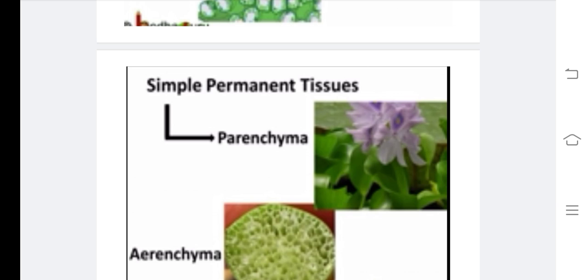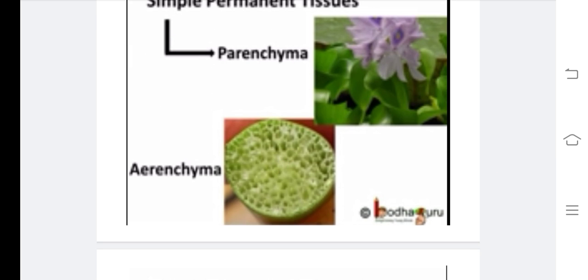This is another important simple permanent tissue in the parenchyma: aerenchyma, children. Based on the structure and arrangement, loose cellular space is more because of large air cavities present in the parenchyma. They are also parenchyma cells only. Because of large air cavities, they allow for floating. So in aquatic plants like lily, lotus, why are lilies or lotus floating? Aquatic plants, because of large cavities. What do we call such a type of tissue? Aerenchyma.